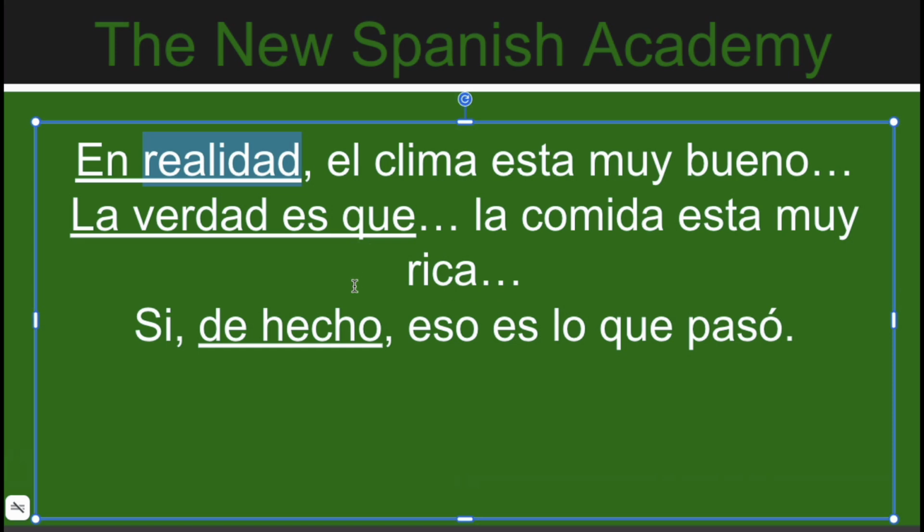Actually, el clima está muy bueno. La verdad es que, the truth is that, la comida está muy rica. The food is very delicious. All right? So very rich, very delicious, rich in taste. Okay. Sí, de hecho, eso es lo que pasó. Yes. In fact, that's what happened.